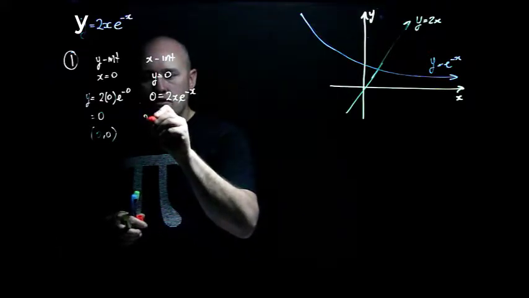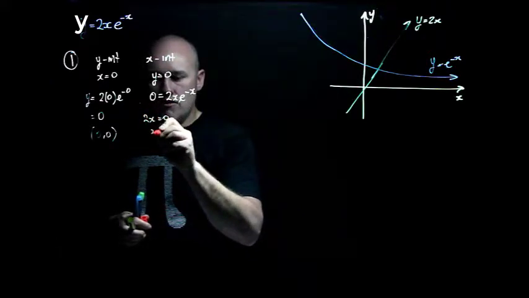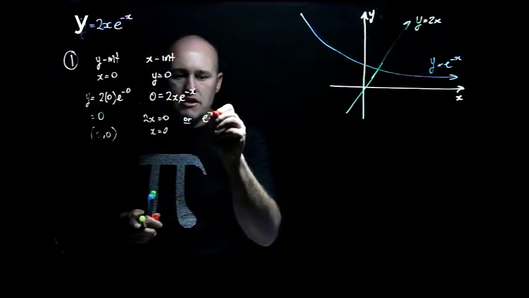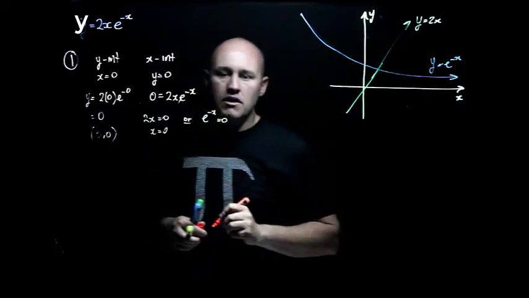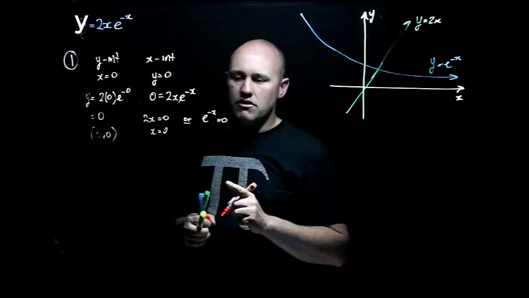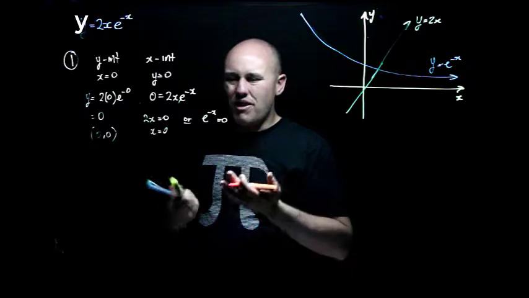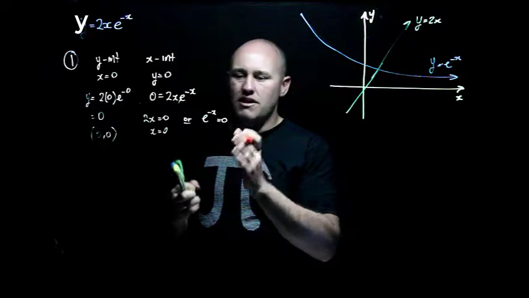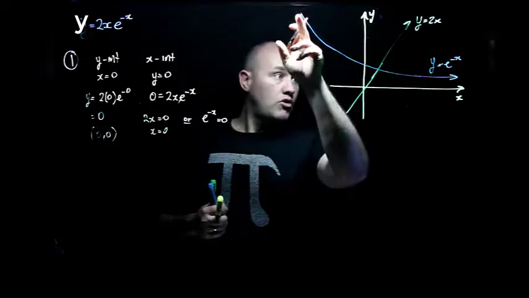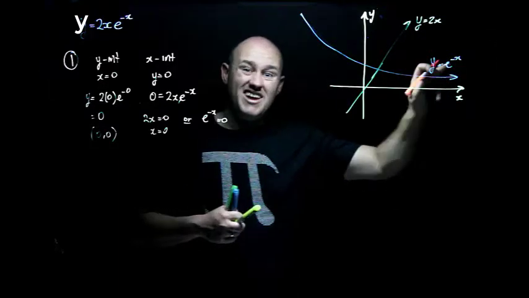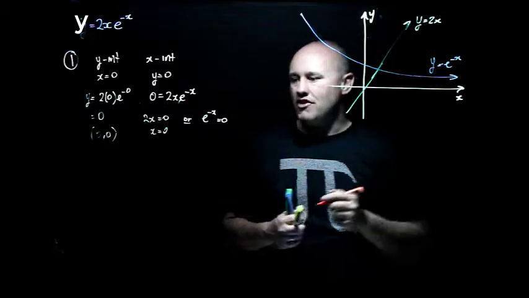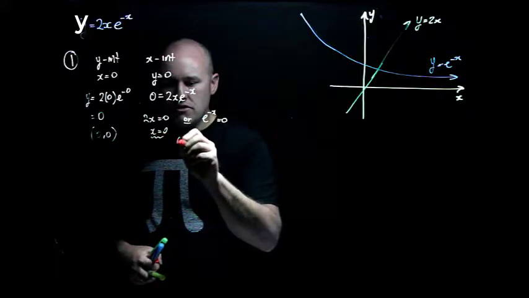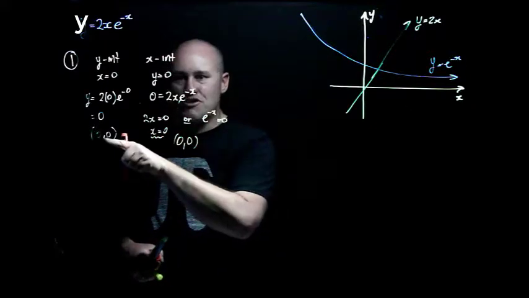So either 2x equals 0, which gives x equals 0. That's one solution. Or e to the negative x equals 0. I can turn it into a log, I can play around with it, whatever. Ultimately, you can't do it. It doesn't happen. Have a look at my blue line here. There's e to the negative x, and it never gets to 0. It gets really small, but it never gets to 0. So that can't happen. So we've got one solution there, which gives us this coordinate, (0, 0), which is a coordinate we already have.